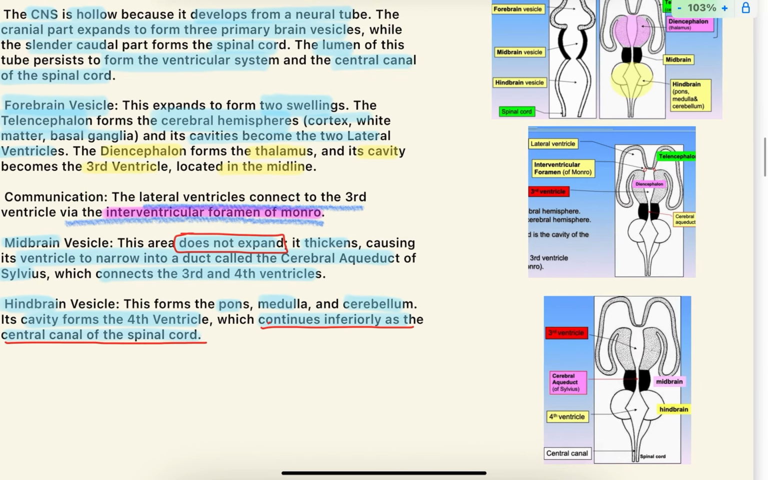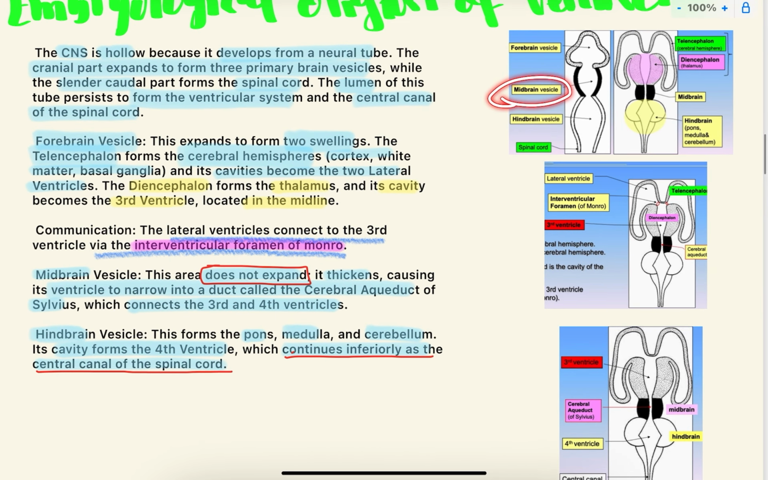Okay, now for the midbrain vesicle, it will not expand. You see it here? It's thin. What will happen is that it will become thicker. Once it becomes thicker, this area between will be narrow. So it will form for me something called the cerebral aqueduct of Sylvius. What does it do, this cerebral aqueduct of Sylvius? It will connect the third ventricle with the fourth ventricle. What is the fourth ventricle? We will get to know right now.